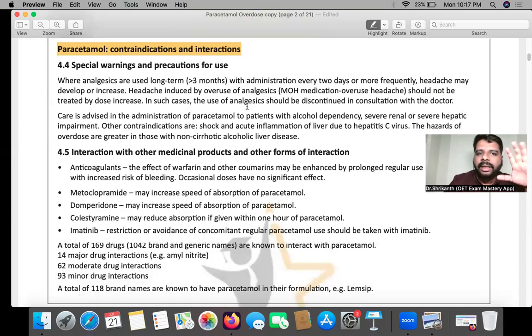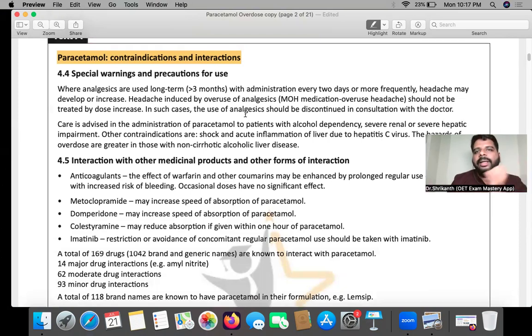Now, this entire text A over here will only have information regarding drug interactions, food interactions, and contraindications of paracetamol. That is where paracetamol must not be used, where paracetamol should be used with a lot of precautions. Now, see over here, we have small headings as well. Special warnings and precautions for use. That is, you have to be very careful when you are administering paracetamol.